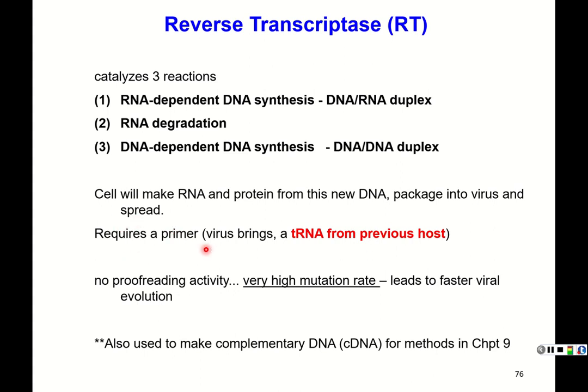This does require a primer, the reverse transcriptase, and so that's why the virus, I don't know if you noticed it in the previous slides, brings a transfer RNA from a previous host that it uses as a primer. It has no proofreading activity, so because of that, there's a very high mutation rate, and that leads to faster viral evolution. And that's one of the reasons why some viruses are very tricky, because they constantly mutate.